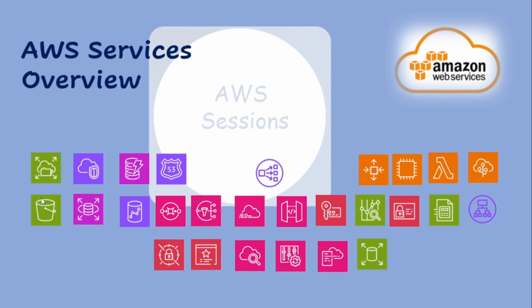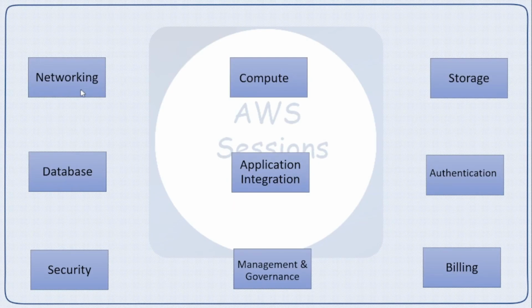So without wasting much time, let's start this video. We have created different categories, and under each category, we will be covering some services. Let's say if we want to deploy some application, then we need to have a networking layer. On top of it, we can create our compute. We can have our storage where we will store the data. We need to have some databases. Then security is another important aspect, authentication. So there are different categories that we have divided and we will be covering some of the services under each category.